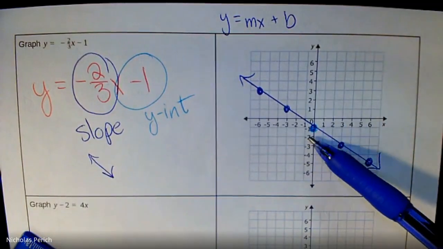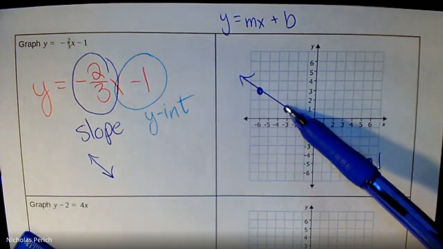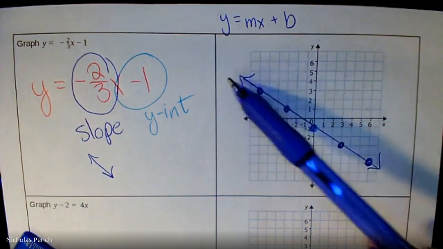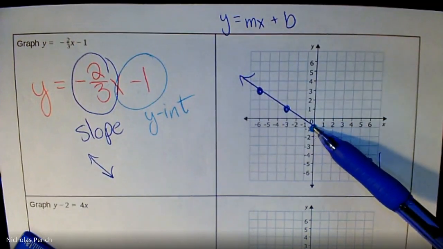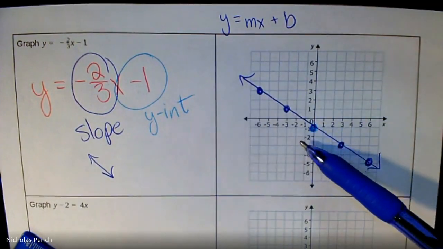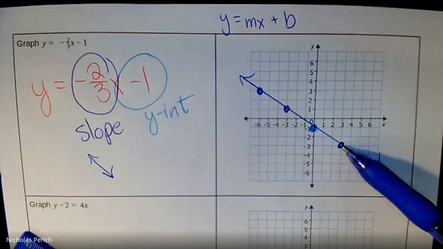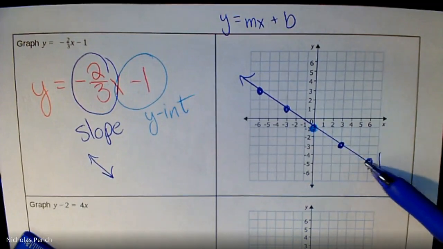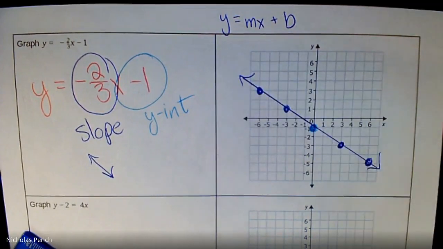So I went to that dot, and I went up 2, left 3, put a dot. Up 2, left 3, put a dot. Up 2, ran out of room. Go back to your original dot. Rise over run. Down 2, right 3, put a dot. Down 2, right 3, put a dot. Draw your line. Done.